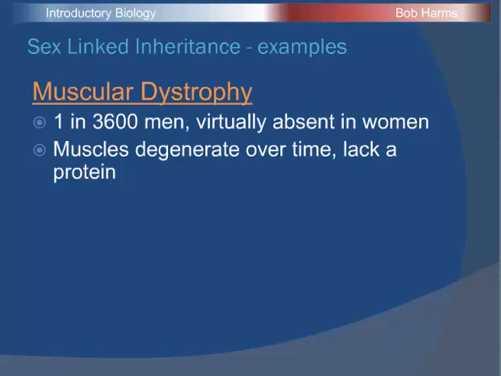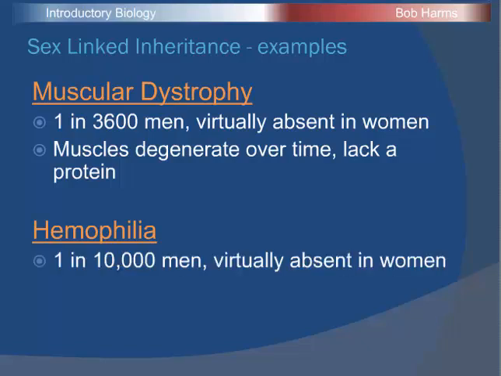So your muscle cells are weaker, they tend to die off faster than you can replace them, and hence the symptoms here of these muscles gradually breaking down over time. Another common sex-linked disorder is something like hemophilia. About 1 in 10,000 men is born with hemophilia. Again, it can occur in women, but very, very rare. You may be familiar with hemophilia.